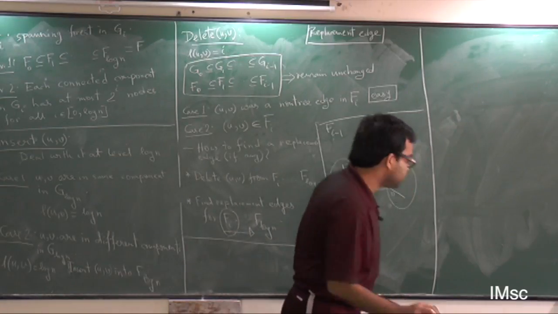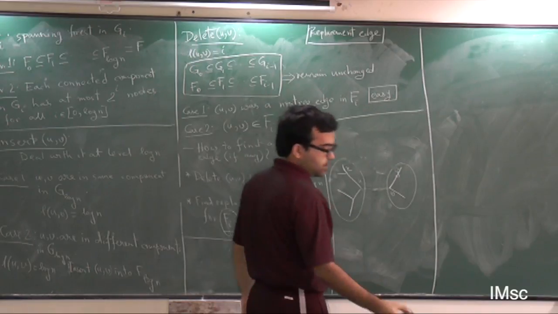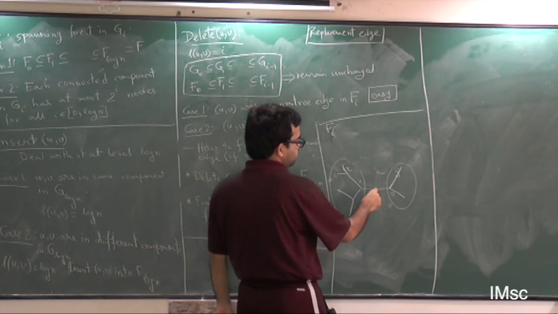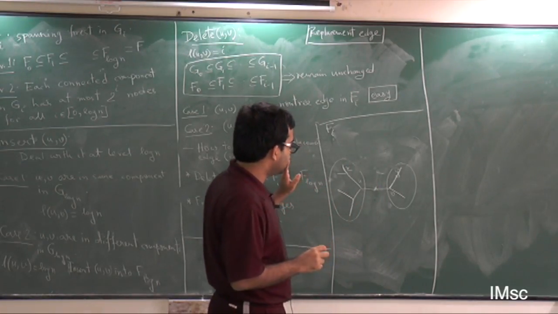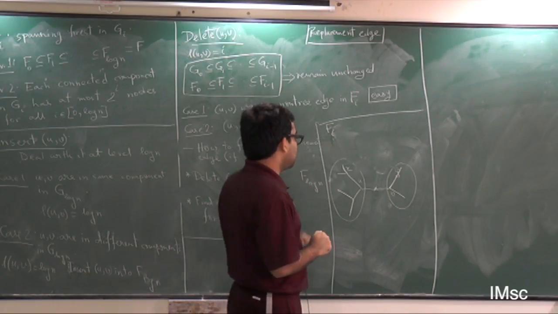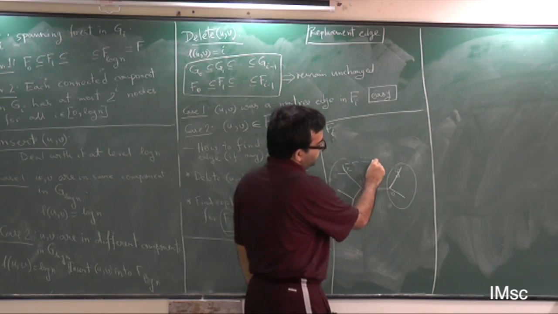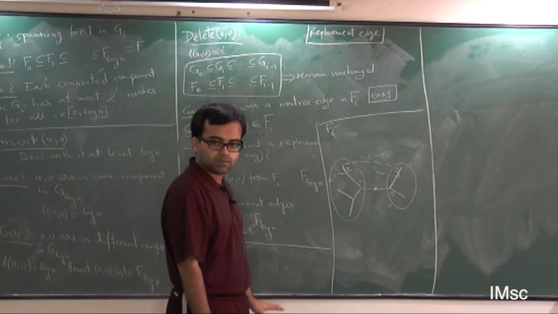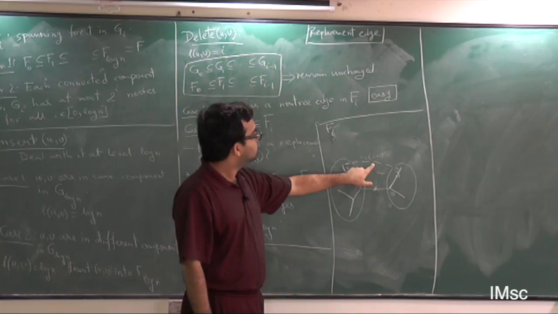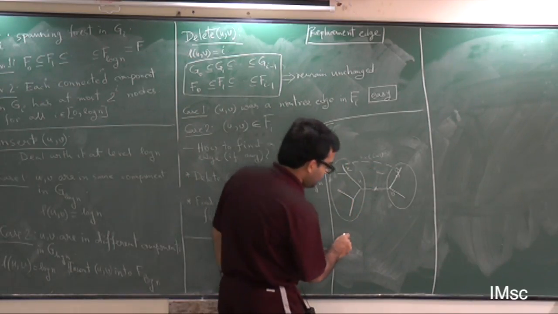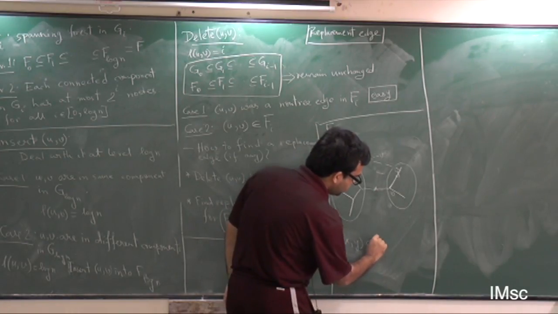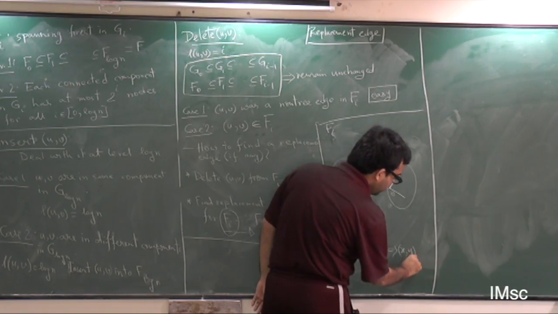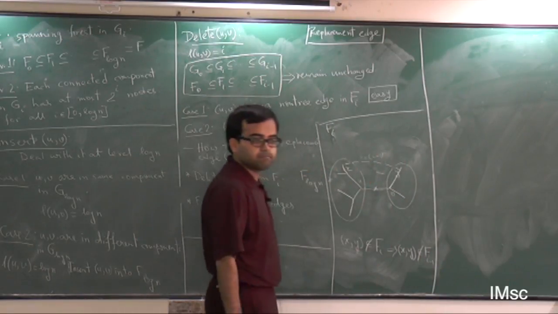Let's just start here. So we want to find a replacement edge for uv, and suppose I claim that there is a replacement edge, say xy, and its level is i minus 1. Okay. So now this edge xy is a non-tree edge in Fi, right? So xy by definition does not belong to Fi. What does this mean? It means this edge xy does not belong to Fi minus 1 as well.